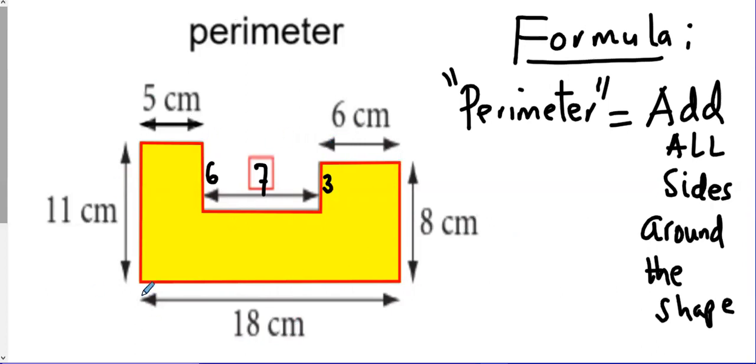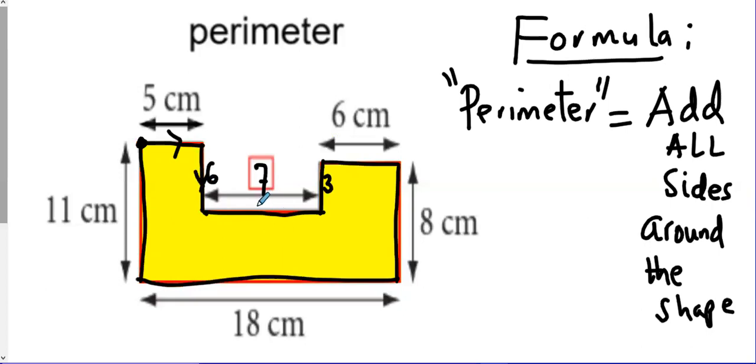Now I know every single side, so I can go ahead finding the perimeter. Perimeter is add all the sides. Okay, let me start from here, and I'm finding the perimeter. So I have to go all the way until I go back to where I started. So 5 plus 6 plus 7 plus 3 plus 6 plus 8 plus 18. Go back to where you started, plus 11. That is your perimeter. So perimeter, you go all the way like this.